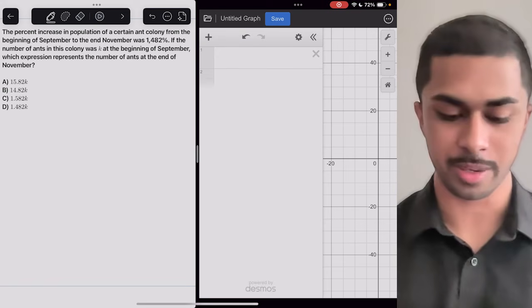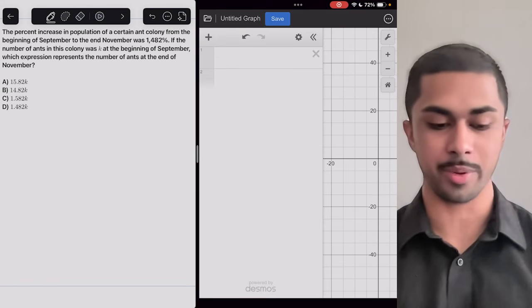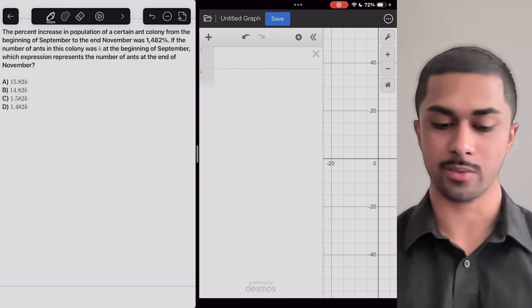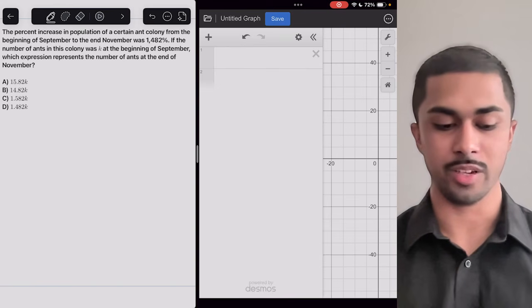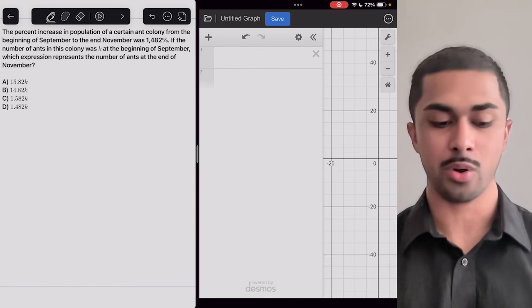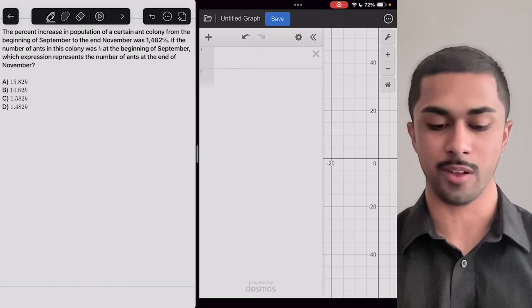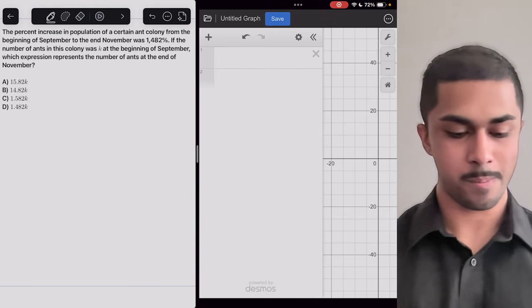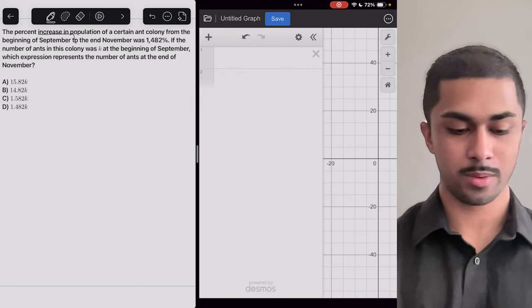The percent increase in population of a certain ant colony from the beginning of September to the end of November was 1,482%. If the number of ants in this colony was K at the beginning of September, which expression represents the number of ants at the end of November? All right.